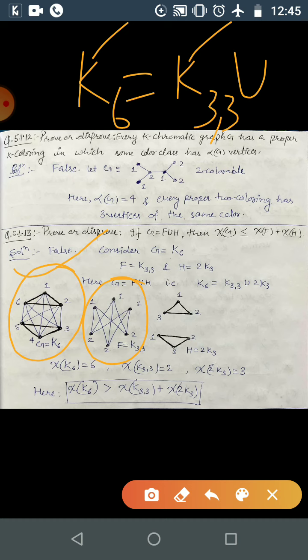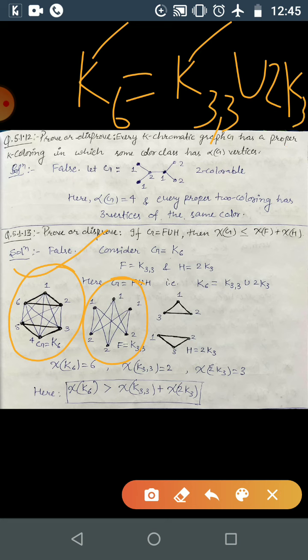Okay. So union with 2C3, because these are left, correct. So here 2C3, you can take C3 union C3, doesn't matter. Or you can just take 2K3, because C3 and K3 are the same.